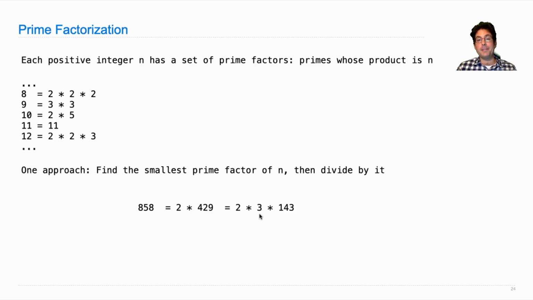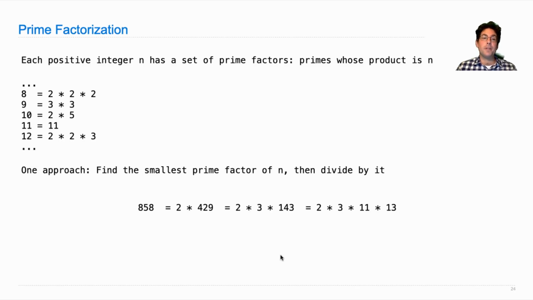We found 2 first, then we found 3, and now we have to try to find a prime number that divides evenly into this. 2 doesn't work, 3 doesn't work, 5 doesn't work, 7 doesn't work, but 11 does. If you divide 143 by 11, you get 13. So first we found 2, then we found 3, then we found 11, and we'd have to find what prime number divides evenly into 13. Well, it turns out 13 is prime.